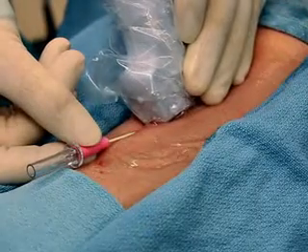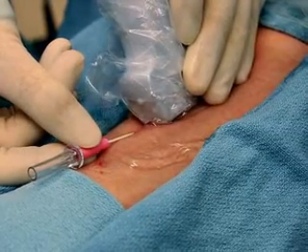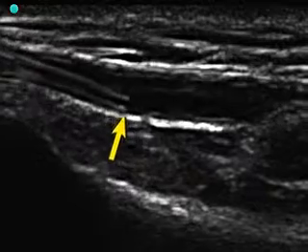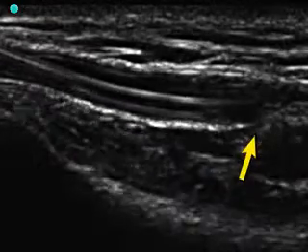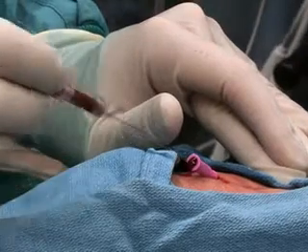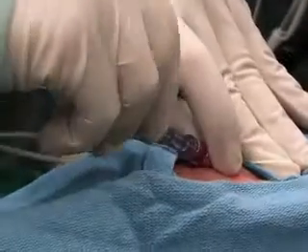Then advance the needle again until it is within the lumen of the vessel and look for flashback in the angiocatheter. Slide the catheter over the needle and into the arterial lumen. Apply pressure proximal to the catheter, remove the needle, and attach the catheter to the transducer.